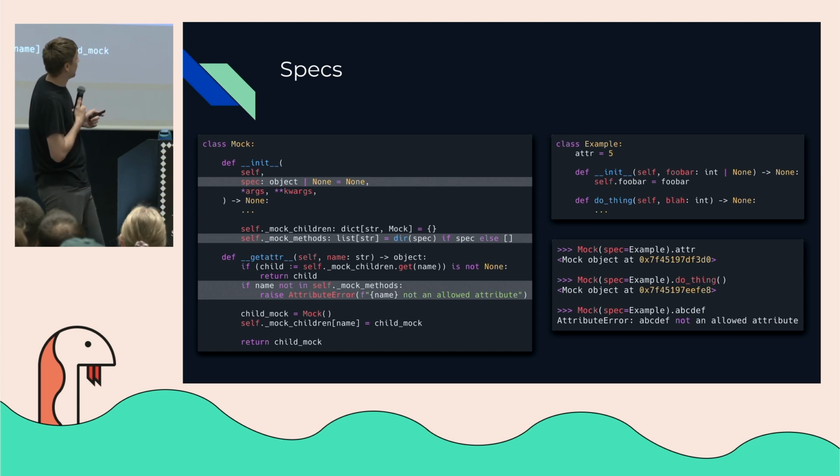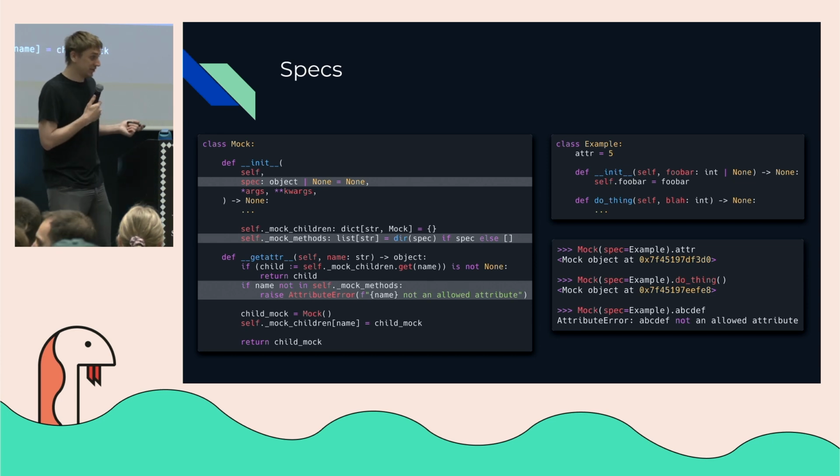So here we have an example where this class Example has attr and do_thing. So attr works, do_thing works, you can call it, and it still returns a mock object. But a, b, c, d, e, f doesn't exist on the example, and so the mock won't create a fake version of it.